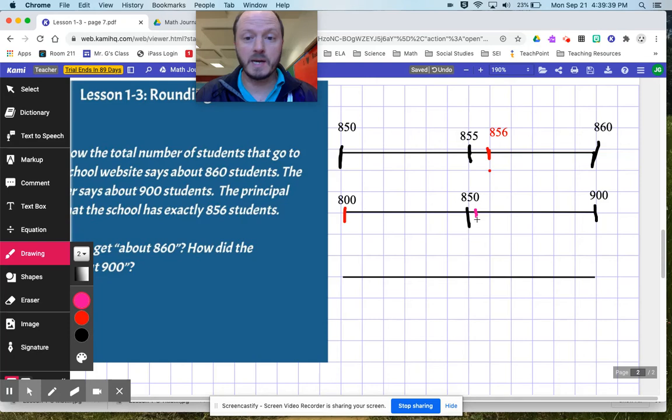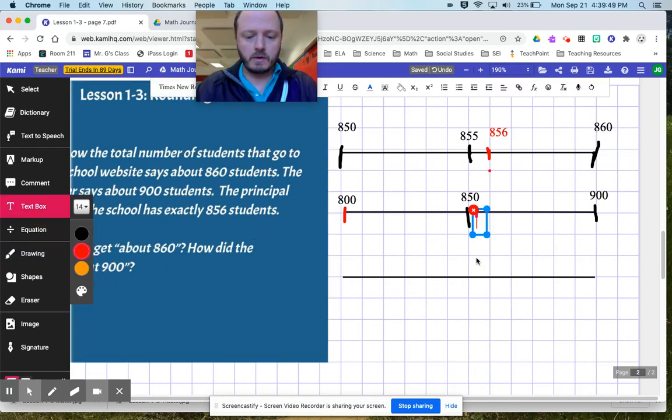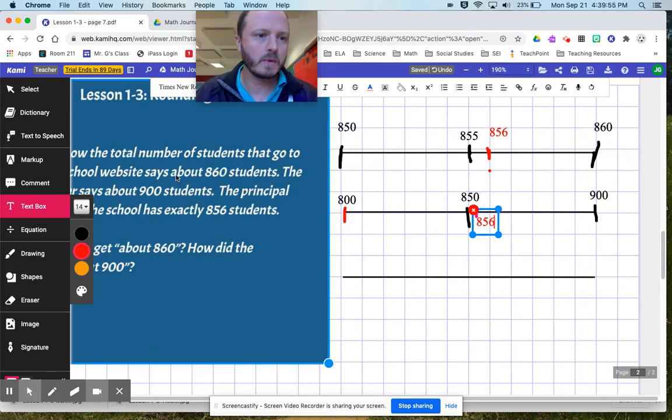All right. It might even be a little bit closer, but it is still past 850. So our final answer here is 856. And I'm going to write the number just below it, just so we can see it and separate it from that one.